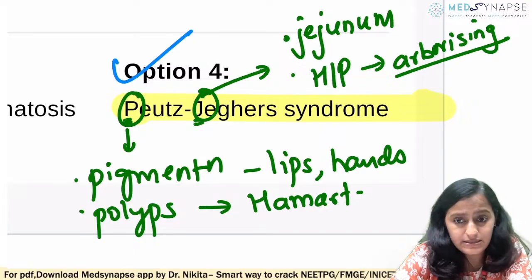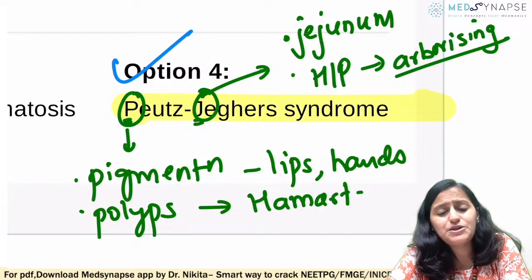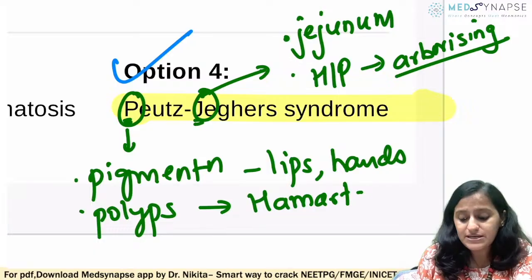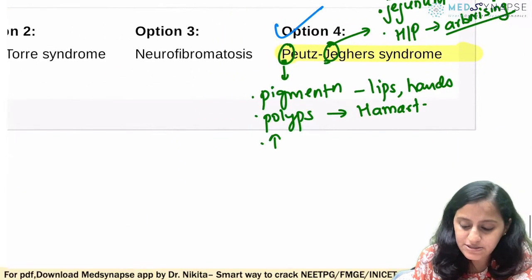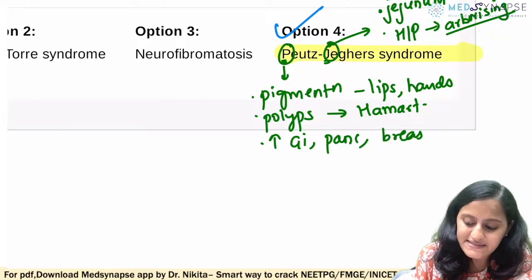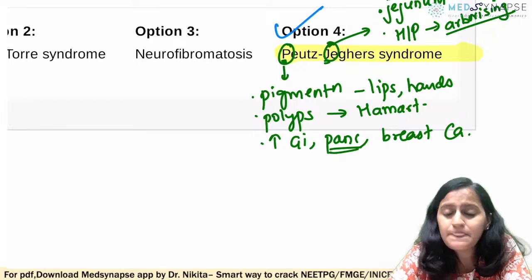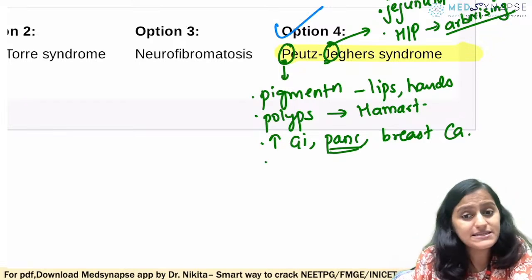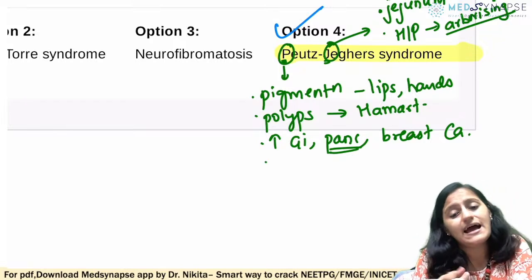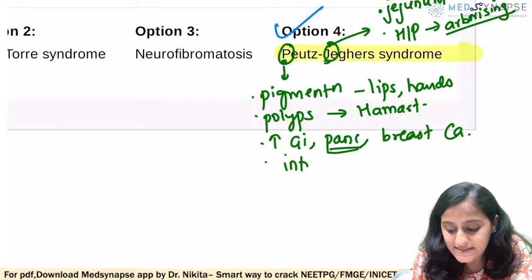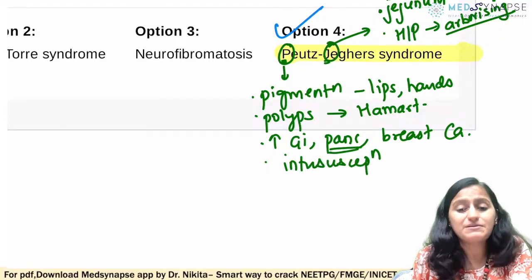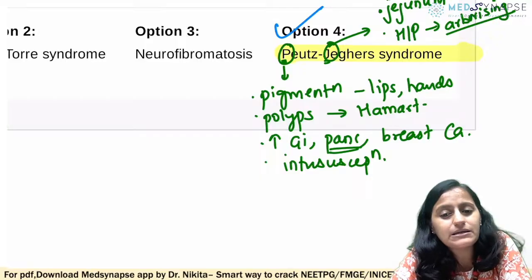STK11 gene is affected. Then you also know that it has an increased risk of cancers, which is the GIT cancer, pancreatic cancer, breast cancer. Pancreatic cancer is important. That risk is increased. Plus, the polyps can act as a lead point for intussusception. So the patients can present with intussusception, acute pain in abdomen.